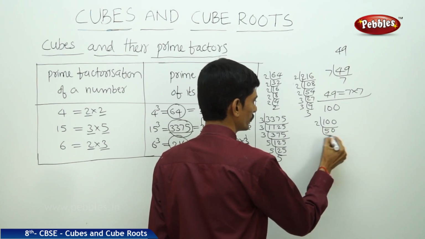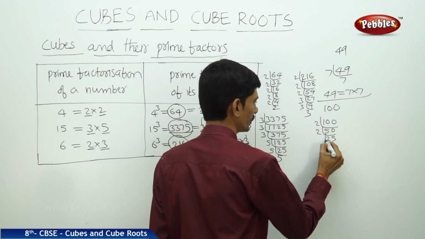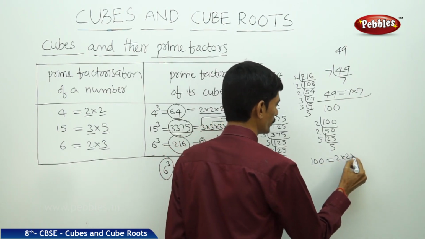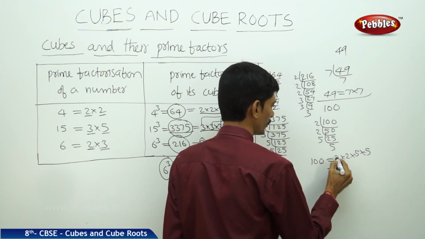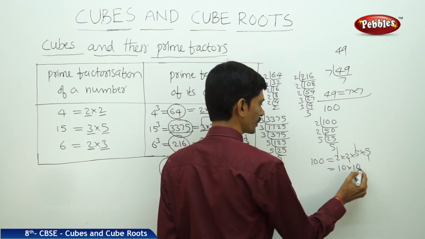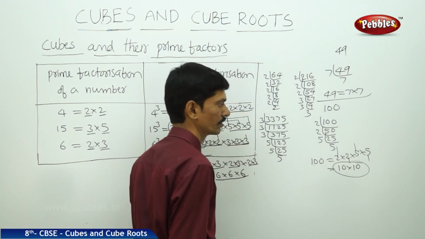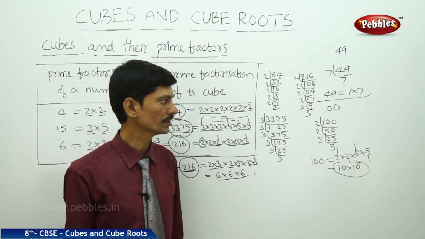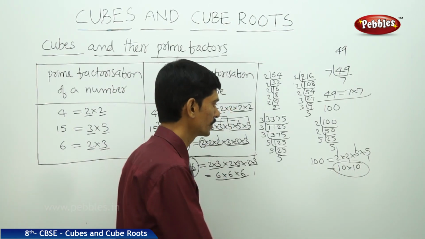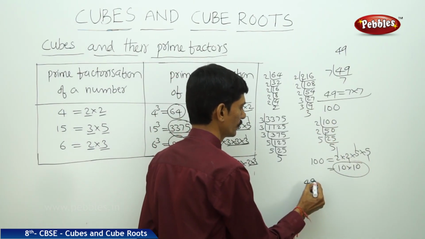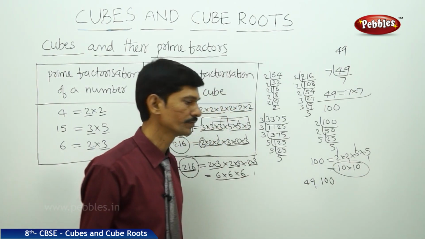2 5s are 10, 2 25s are 50, and 5 5s are 25. So 100 can be written as 2 into 2 into 5 into 5, which equals 2 into 5, 10, again 2 into 5, 10. So 100 can be written as the product of only 2 equal factors, but not 3 equal factors. So it is not a perfect cube, but it is a perfect square, because it is written as the product of 2 equal factors. So here 49 and 100 are not perfect cubes.